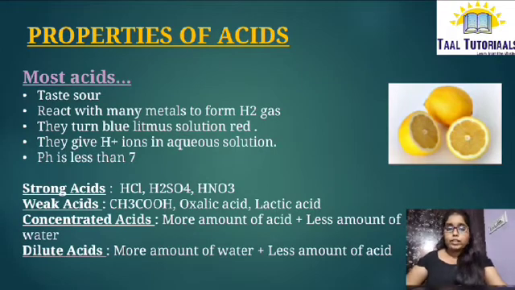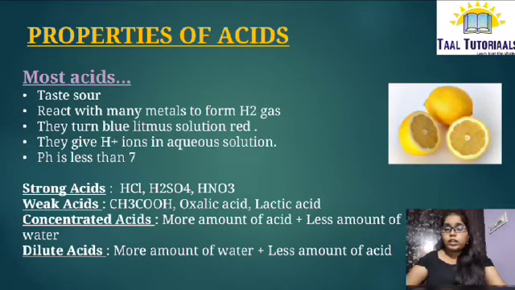Now in acids there are strong acids, weak acids, concentrated acids and dilute acids. There are strong acids like HCl, H2SO4, HNO3, that is hydrochloric acid, sulfuric acid, nitric acid. Then weak acids are CH3COOH, oxalic acid, lactic acid.